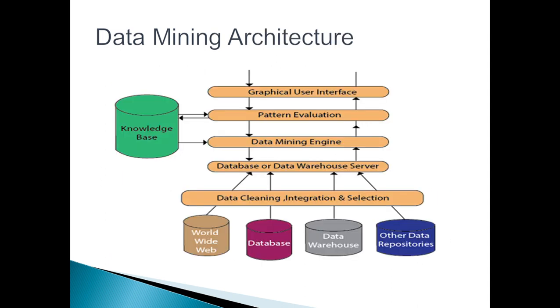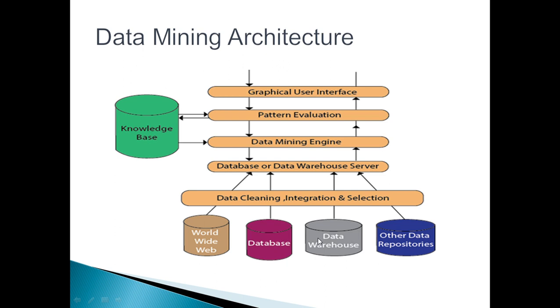So now here comes the architecture of data mining. What is the architecture of data mining? If you see here, the World Wide Web, databases, data warehouse and other data repositories are the basic primary data sources. So these we call data sources. The actual source of data is databases, data warehouses, World Wide Web, text files and other documents.